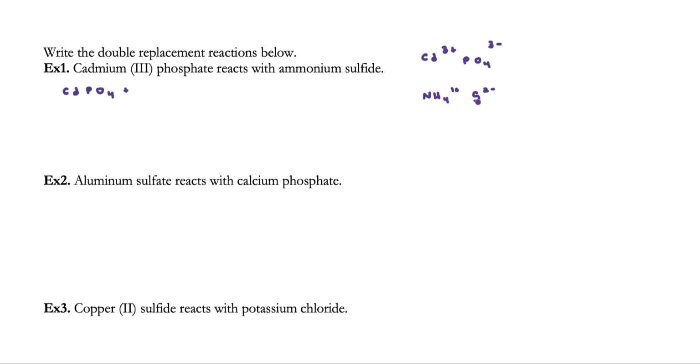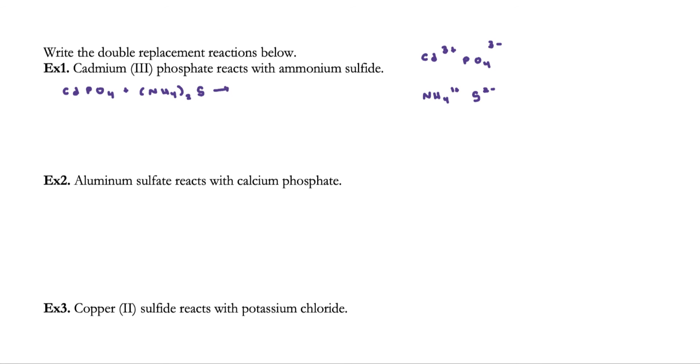I'm going to cross my charges here. The 2 becomes a subscript for NH4, so I've got to put NH4 in parentheses because I've got 2 of them total. So it's going to be (NH4) subscript 2, and then just S, because we don't include the 1. Those are my 2 reactants.